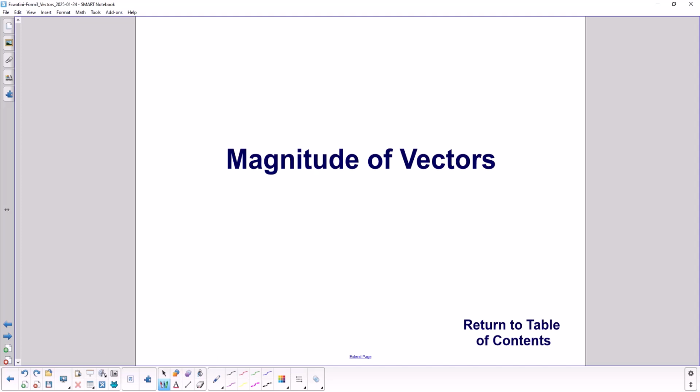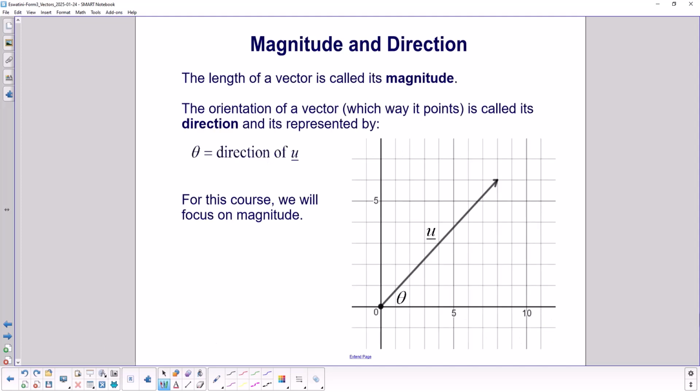Magnitude of vectors. The length of a vector is called its magnitude. The orientation of a vector, that is, which way it points, is called its direction and is represented by theta, which is the direction of u. For this course, we will focus on magnitude. So here's our vector u. The magnitude is this, and here's our angle theta.